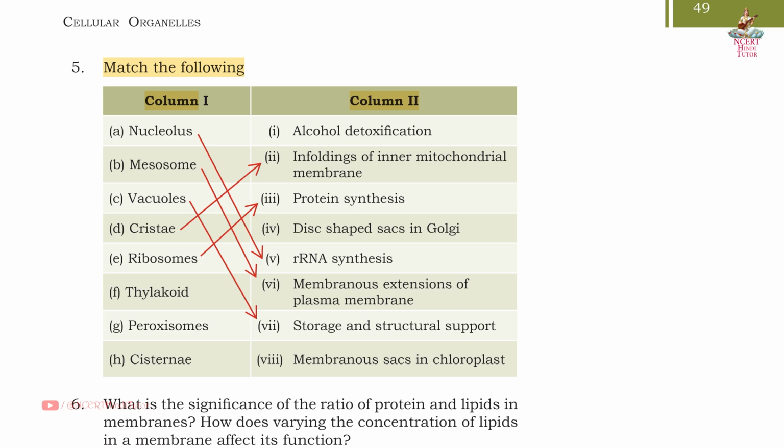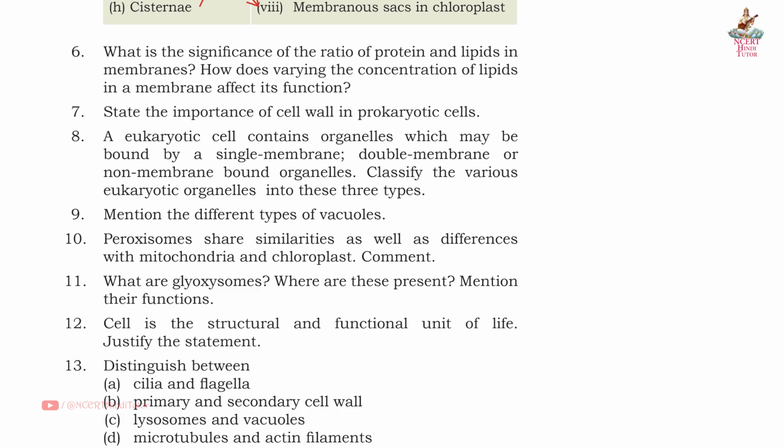F. Thylakoid. Eighth. Membranous sacs in chloroplast. G. Peroxisomes. First. Alcohol detoxification. H. Cisternae. Fourth, disc-shaped sacs in Golgi. So friends, you can match them accordingly. Now let's move forward.